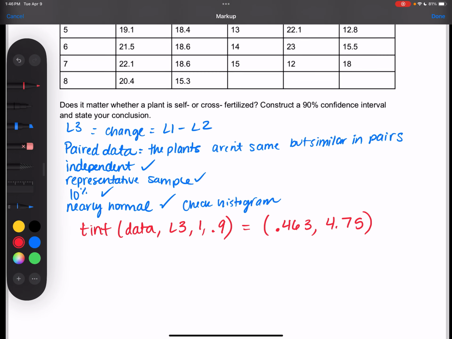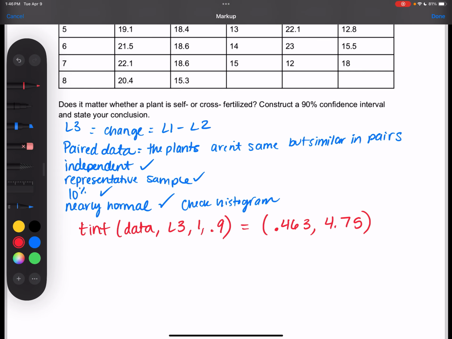And so what is the D bar? What's the mean? It's going to be listed as X bar in one variable stats, but it's 2.61. Okay. How about the standard deviation, S? 4.71. And N is 15 because we had 15 pairs, so what are our degrees of freedom?